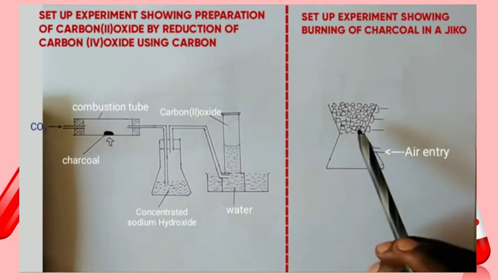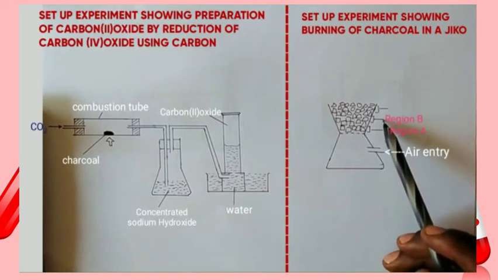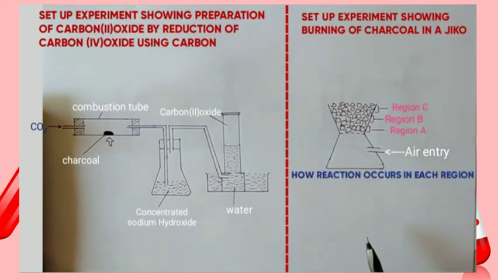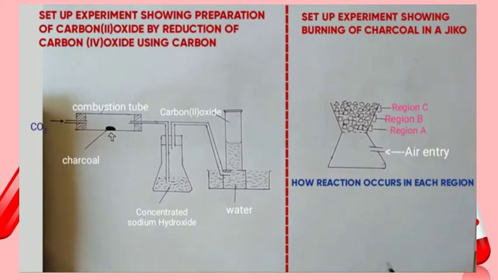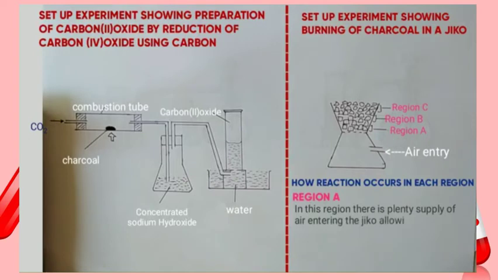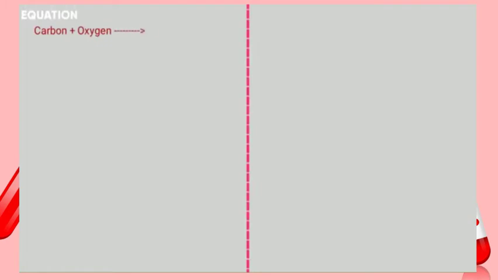So the reactions in this will occur in three sections. You have region A, region B, region C. Now in region A, there is plenty of air entering the furnace, allowing complete combustion of carbon to form carbon IV oxide. The equation is carbon plus oxygen gives carbon IV oxide. The chemical equation is C solid plus oxygen gas gives you CO2 gas.